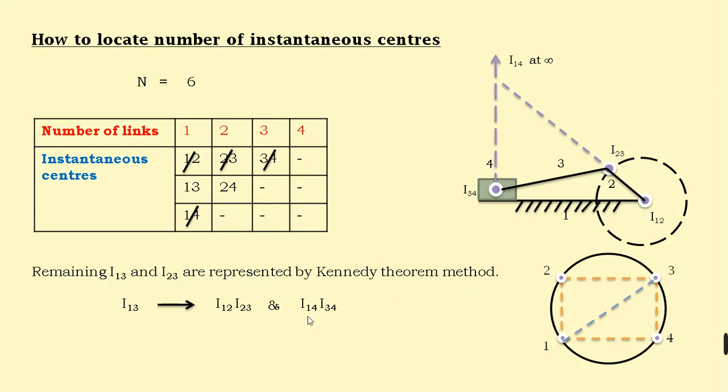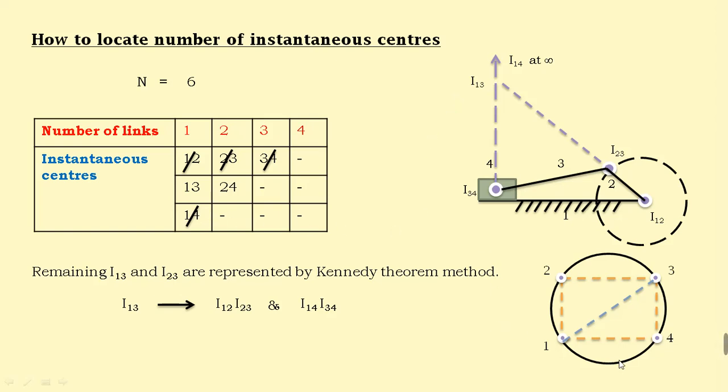Next, I14 and I34. Where is I14? At an infinite location. Where is I34? Already marked. We need to join I14 to I34, and these two lines are already joined. So the intersecting point between I23 I12 and I34 I14 will give us the required instantaneous center, which is I13 here. So this intersecting point becomes I13. Got it? So I13 is also done.